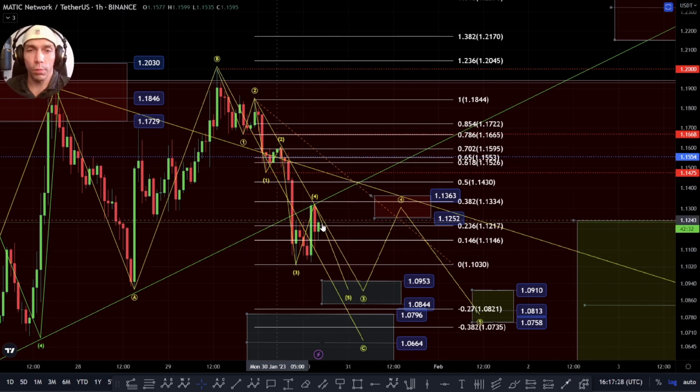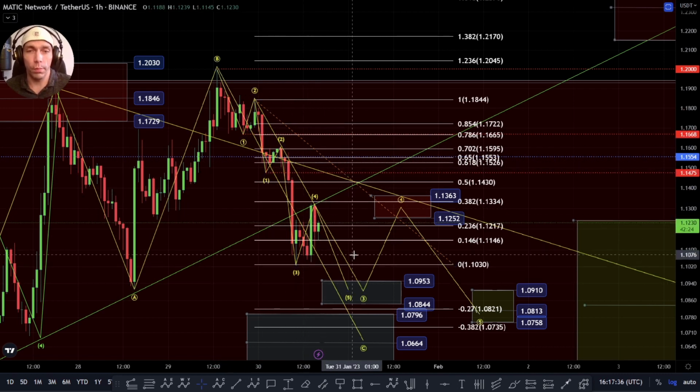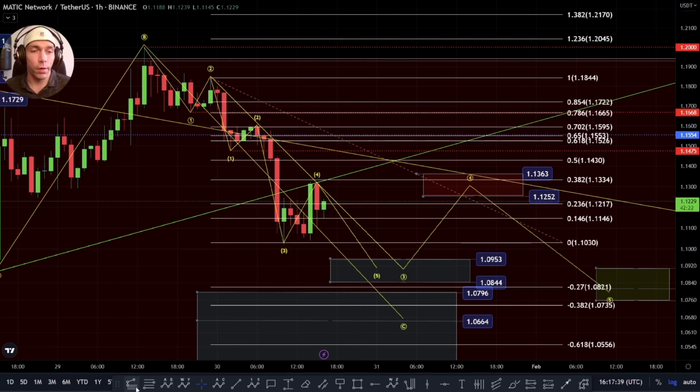So for the most part, it hasn't invalidated this five wave structure we've got marked up here quite yet. So it is possible that we could actually see a little bit more of a push to the upside here rather.